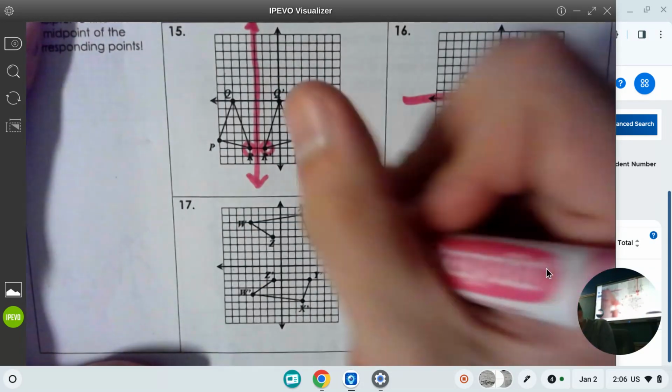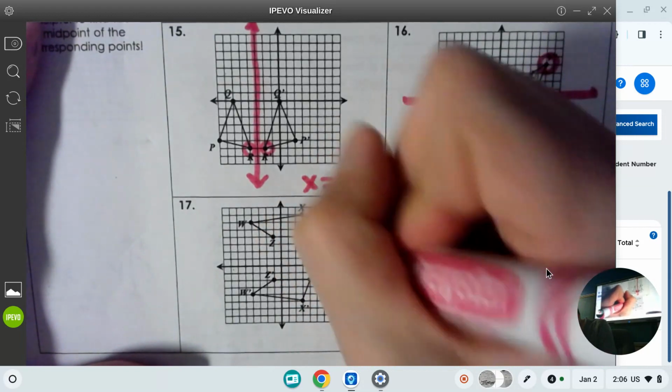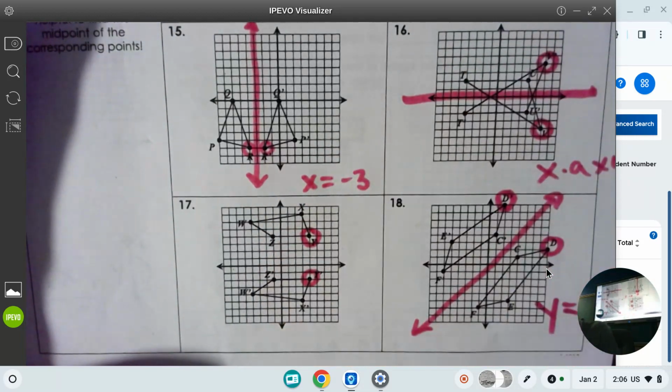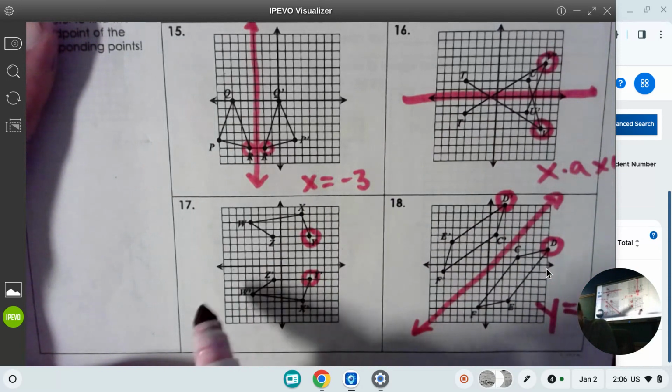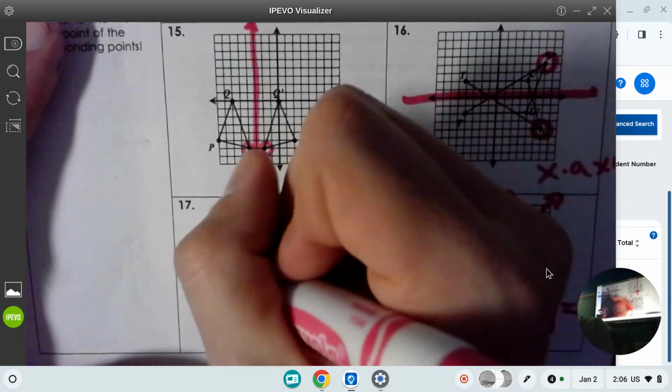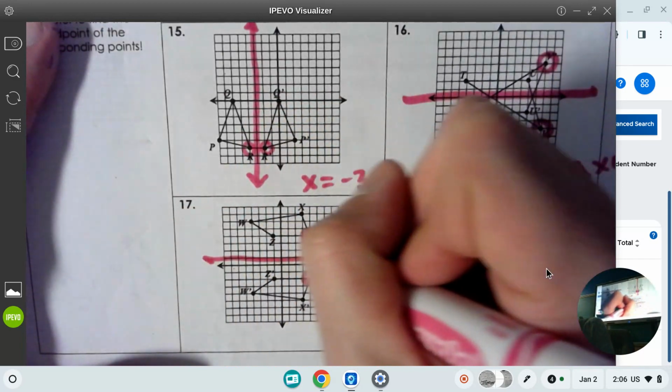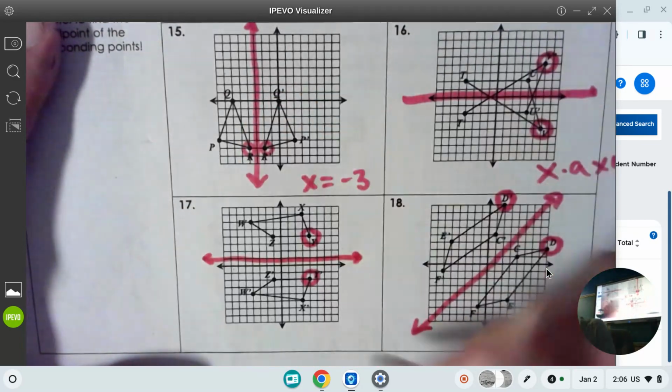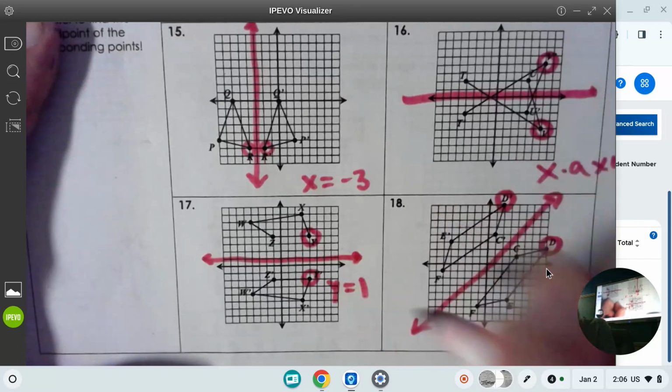If we look at number 17, it looks almost like the x-axis, right? But it's 1 above the x. It's just a little bit above. So this one would be y equals 1.